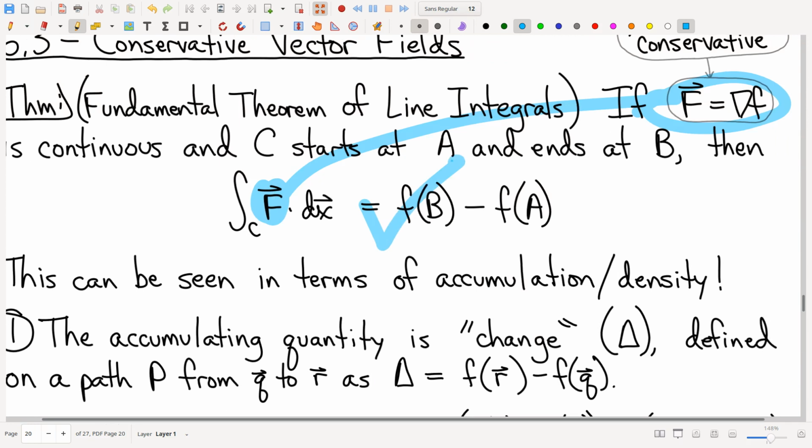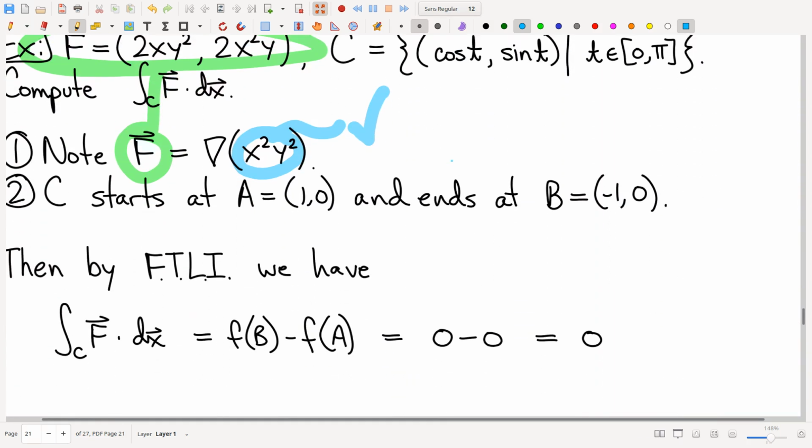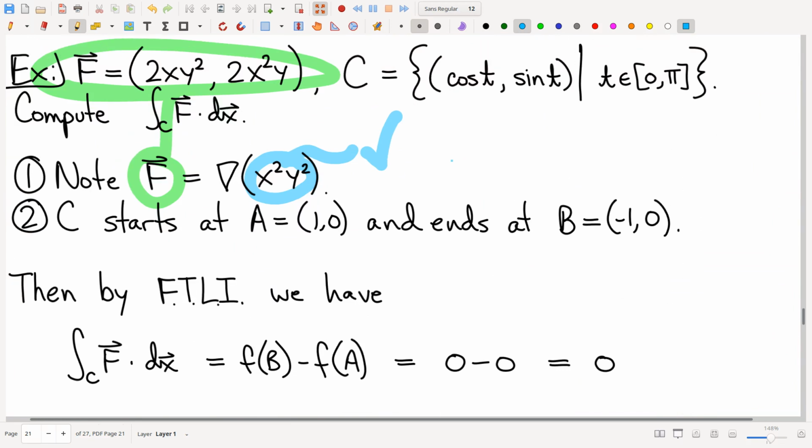So we can use the fundamental theorem of line integrals here. Yeah? Can you explain where we got the x squared y squared? Yeah, that's a good question. I always kind of hope no one's going to call me on that, but you caught me. No, great question. So where did I get this x squared y squared?